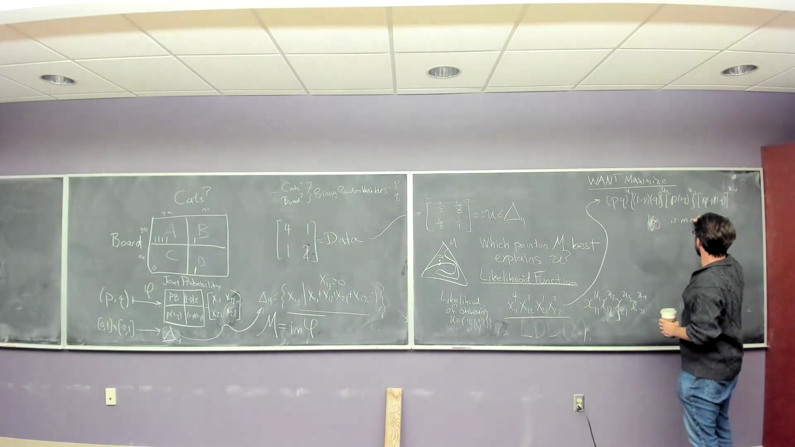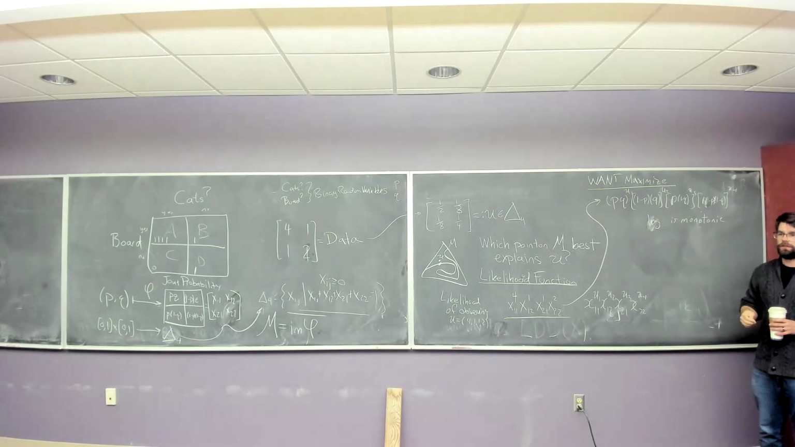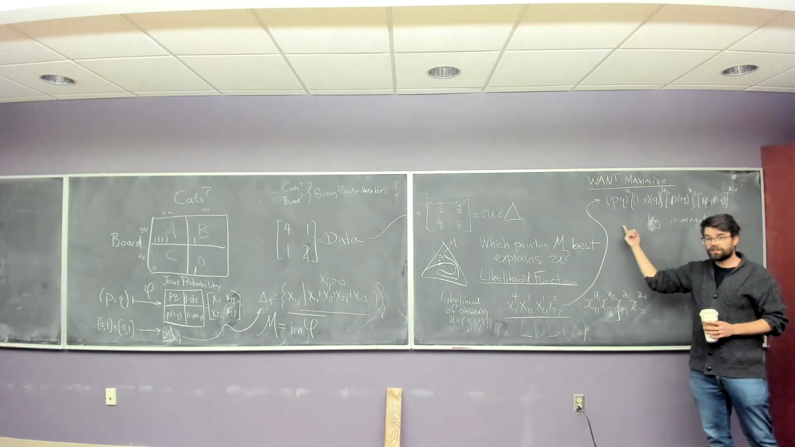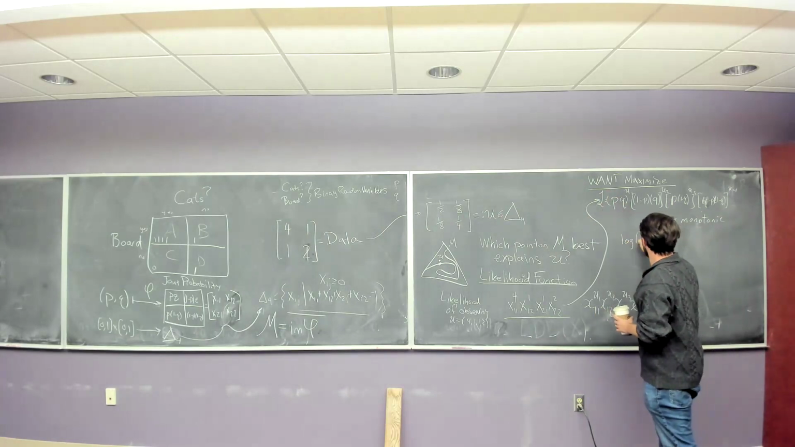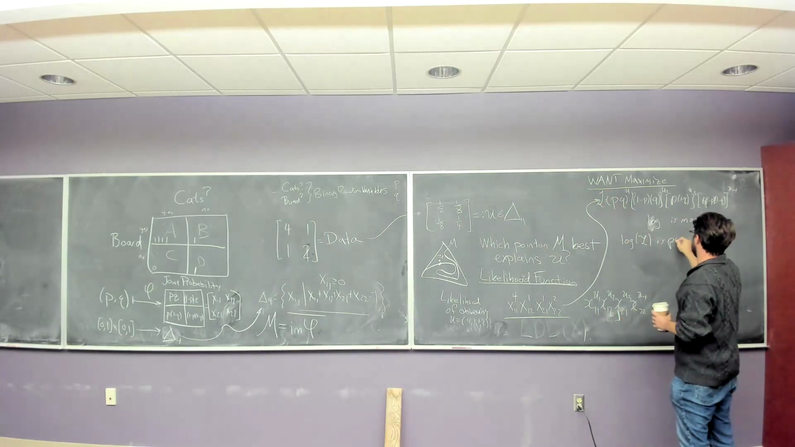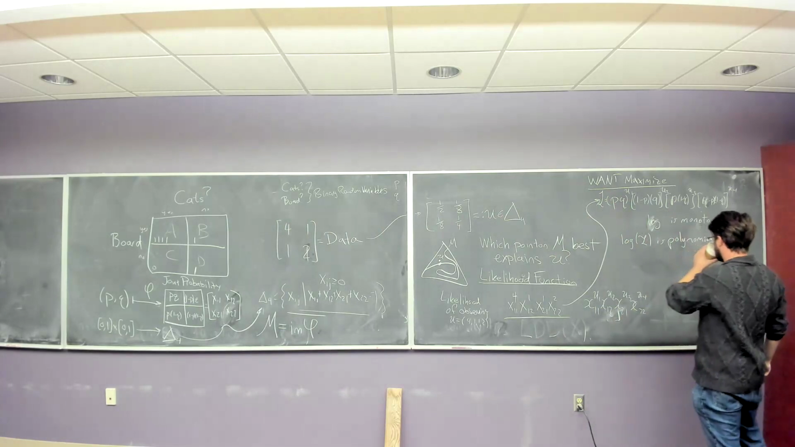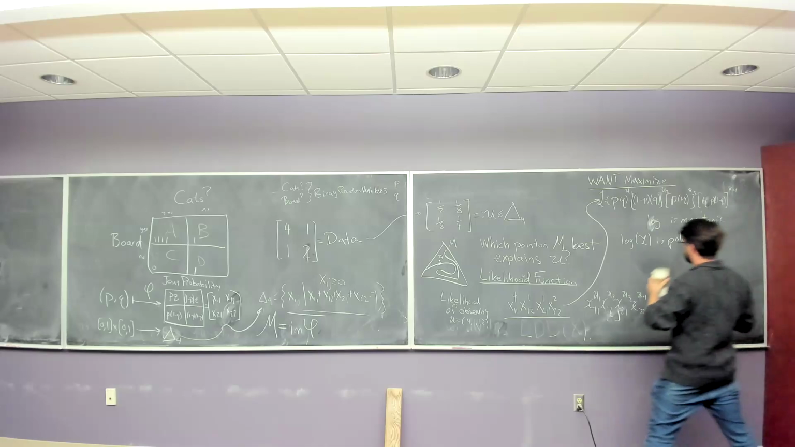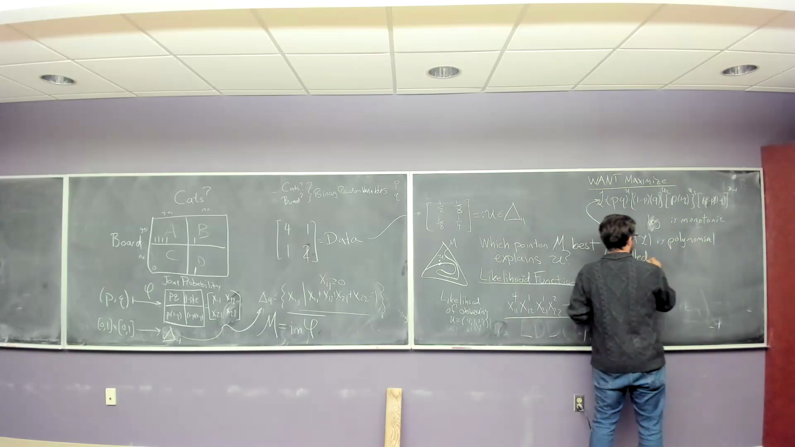Log is monotonic. And so if I want to maximize some function, I might as well maximize the logarithm. And if I take the logarithm of this, so this is L, log of L is polynomial. It's called the log likelihood function.